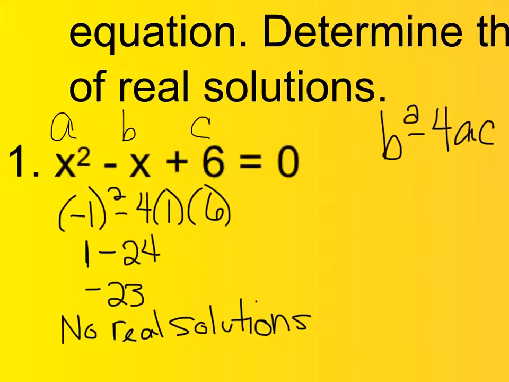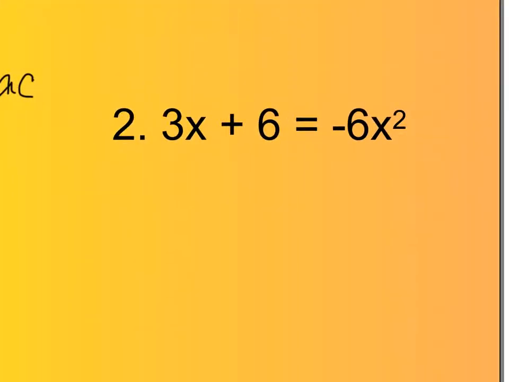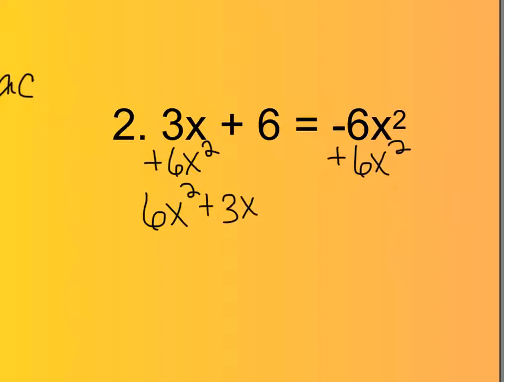Moving over to number 2. This time, one side does not equal 0. We generally want to make the x squared positive, so we're going to move that over to the left, and since it's a -6x squared, we're going to add 6x squared. So we have 6x squared plus 3x plus 6 is now equal to 0. Now that one side is equal to 0, we can label our A, B, and C.